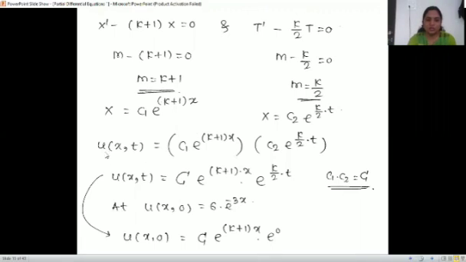Okay, then your solution is, then u is x into t, capital T. So it is c1 e raised to k plus 1x into c2 e raised to k by 2 t. That is c1 into c2, I'll write capital C, e raised to k plus 1x plus k by 2t, and this is the answer. U of xt is this one.